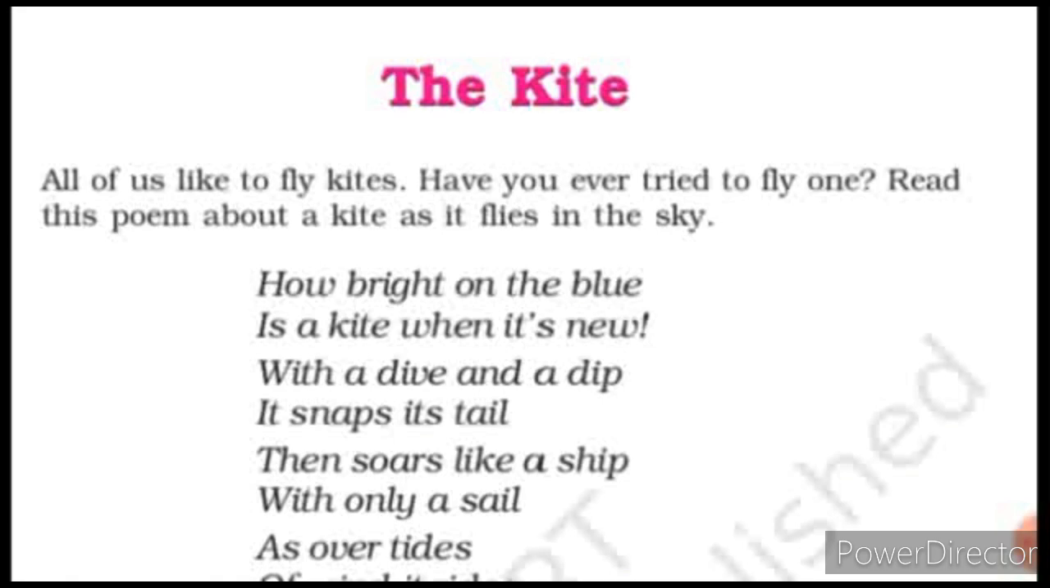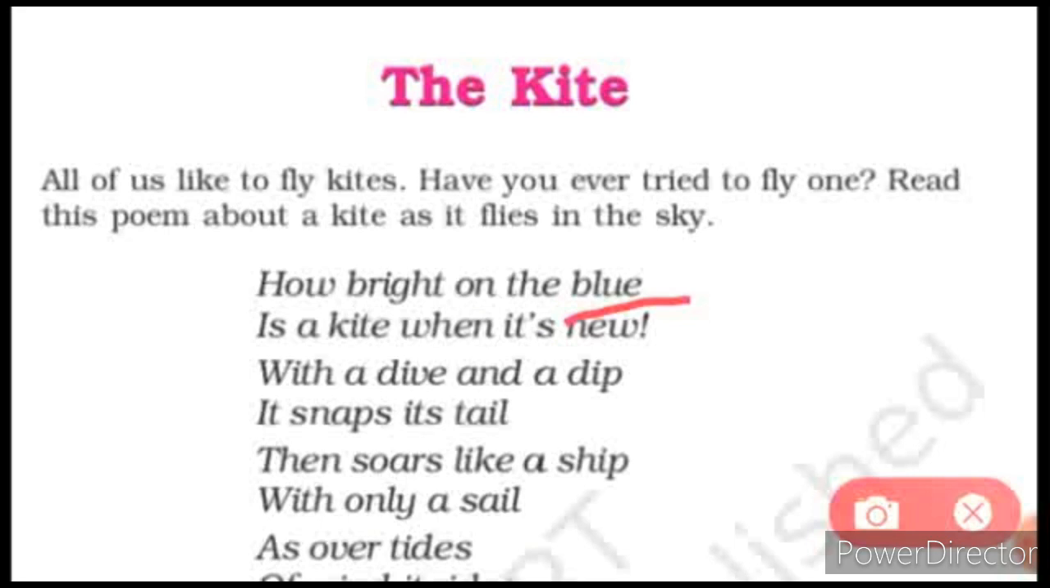How bright and the blue is a kite when it's new. With a dive and a dip, it snaps its tail. First we can learn about the first four lines. How bright and the blue. Here, what is the meaning of blue? The poet refers to the sky; the sky is blue in color. How bright on the blue is a kite when it's new.